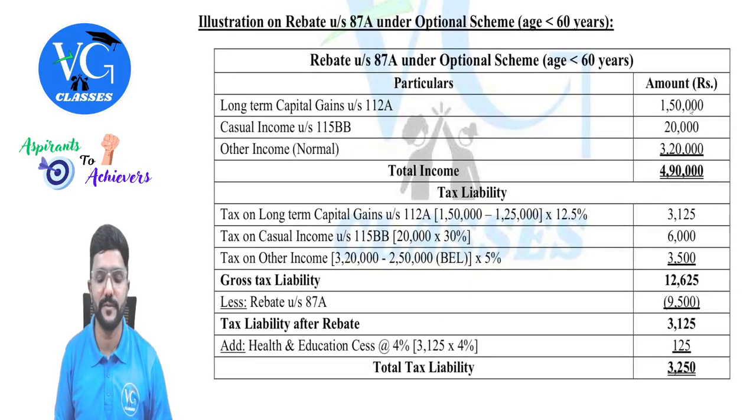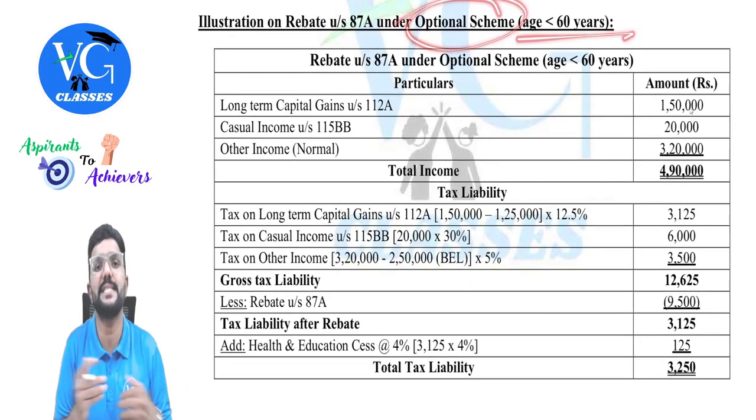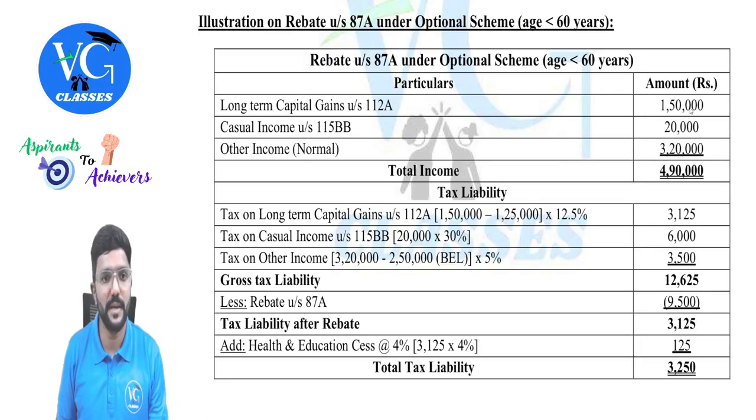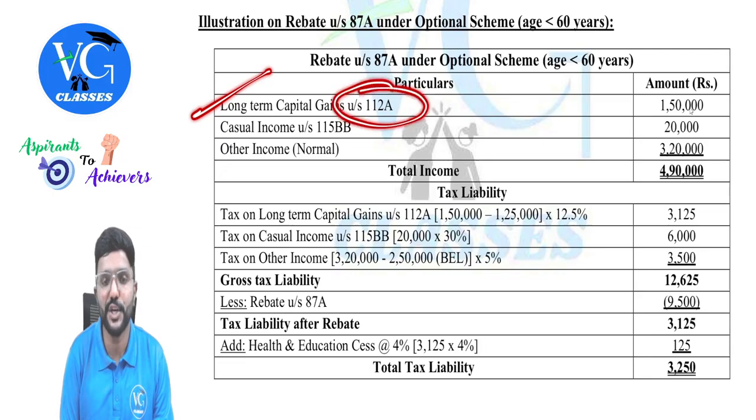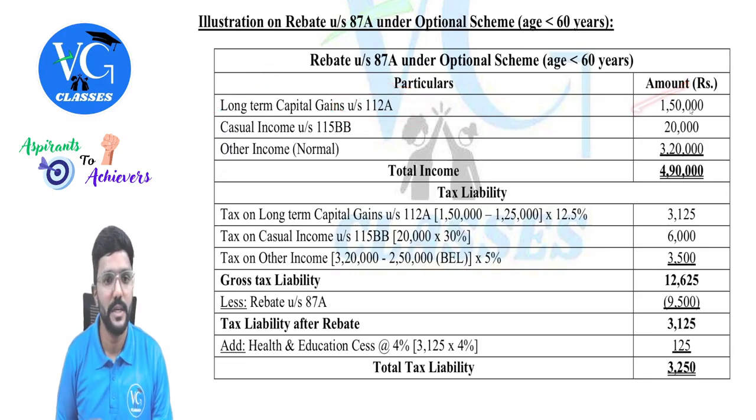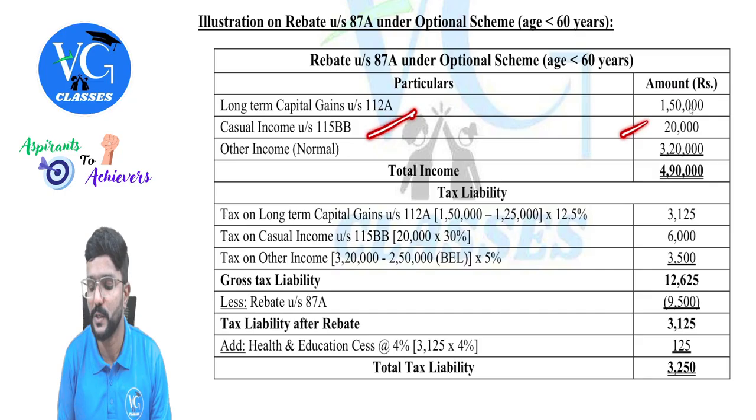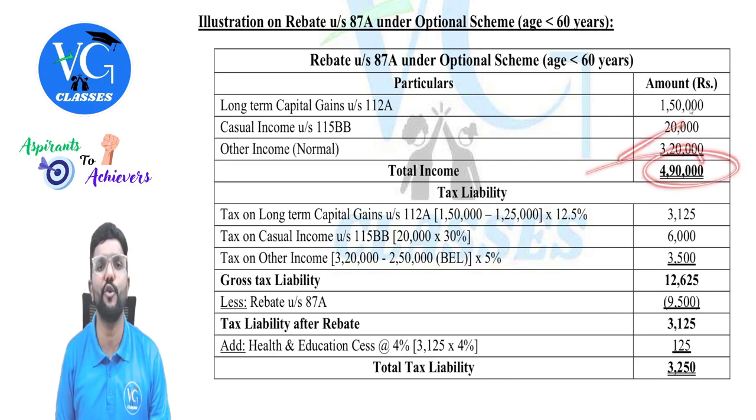Sir, what about the assessee who is following the optional scheme, whose age is less than 60 years? Let us see how much income he has. Long-term capital gain under section 112A: 1,50,000. Casual income under section 115BB: 20,000. And other income, which is taxable at normal rate: 3,20,000. So the total income is 4,90,000, within 5 lakh. Is he eligible for rebate?